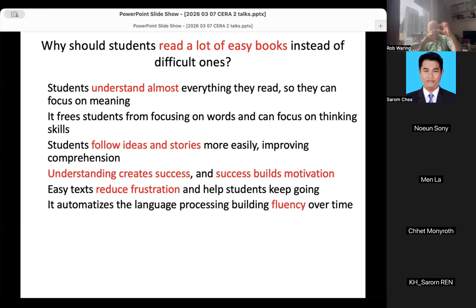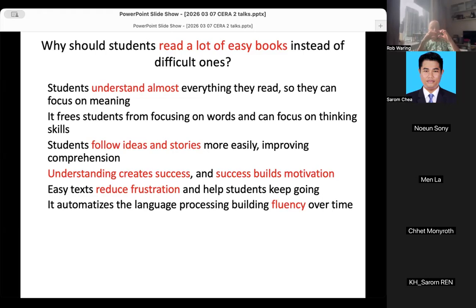So if the amount of processing time processing the language is high and the space for comprehension is low, that's not going to be a successful reading experience. If the book is easy, you don't need to spend a lot of thinking time about what's this word, what's this grammar. It leaves more of your mental space to be able to think about ideas. What's happening in the story? What's going to happen next? Why did he do that? And so on.